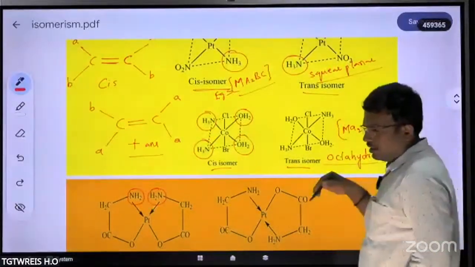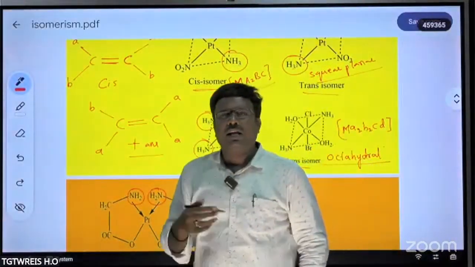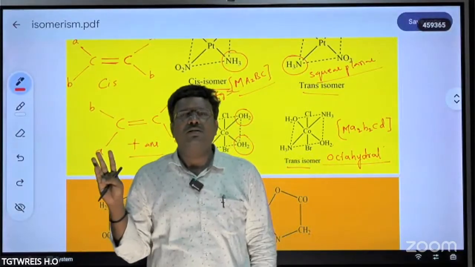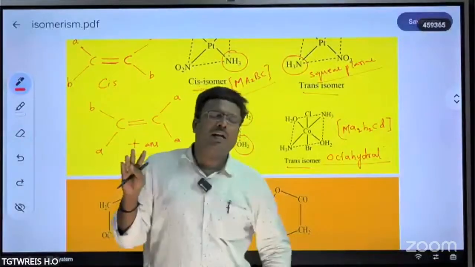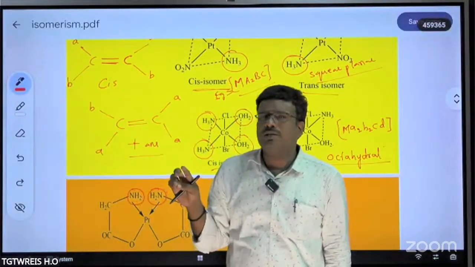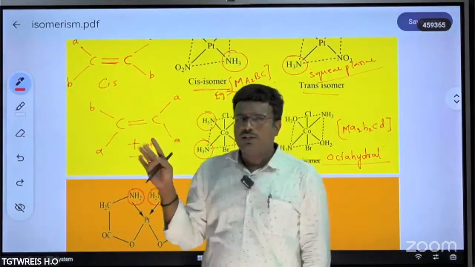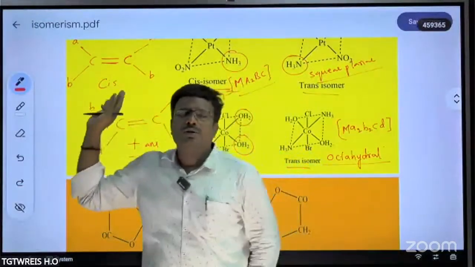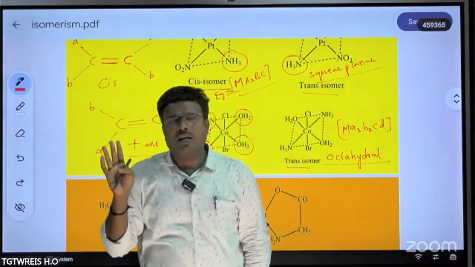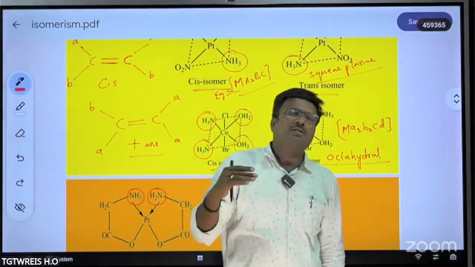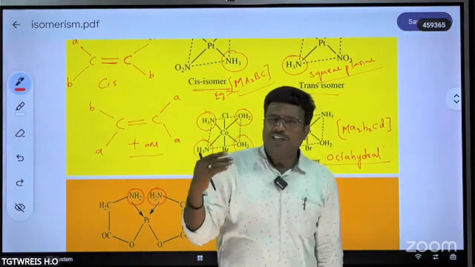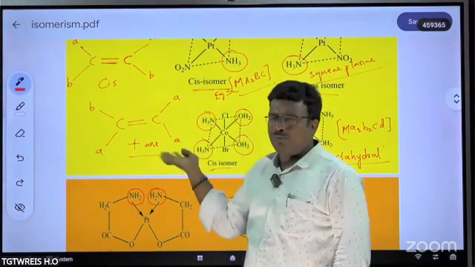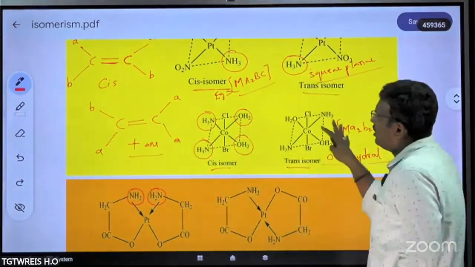Structural isomerisms are again classified into 4 categories: number one is ionization isomerism, next hydrated isomerism, linkage isomerism, and coordination isomerism. Finally, the stereoisomerisms are classified into cis trans isomerisms, or facial isomerisms, and the last one is optical isomerism. Mirror images are there. This type is very important.